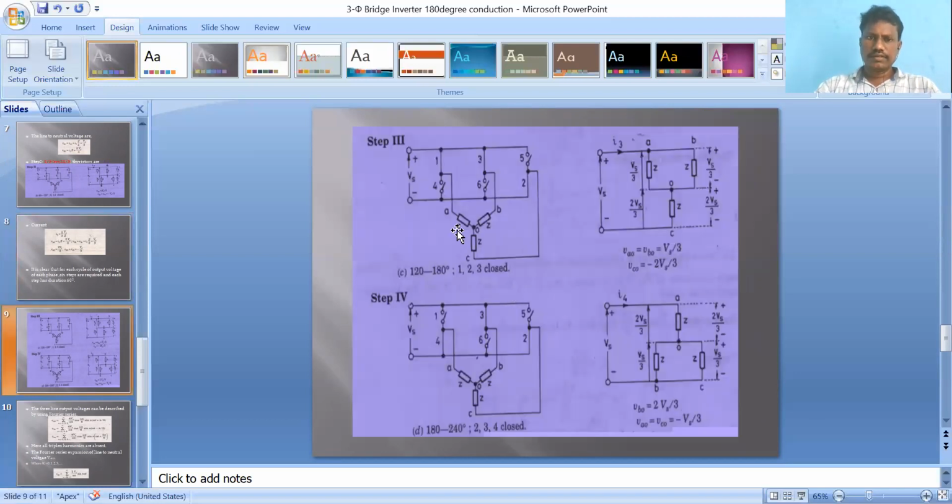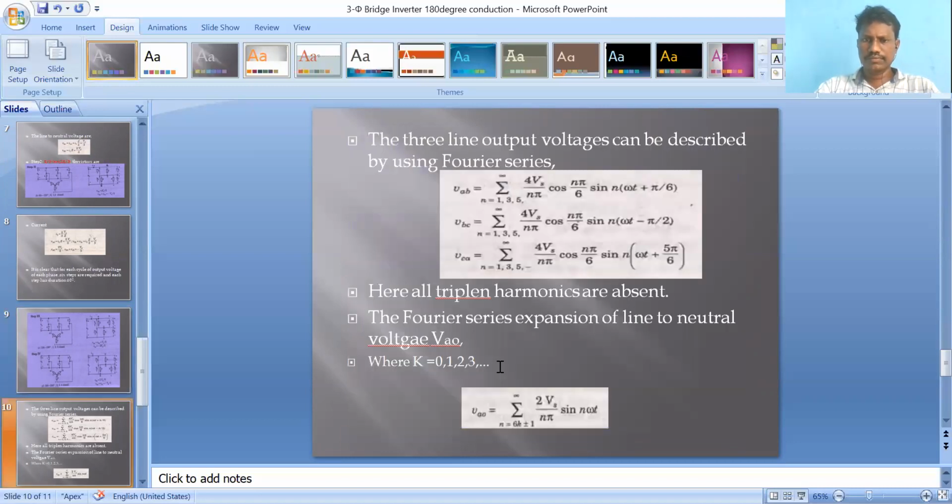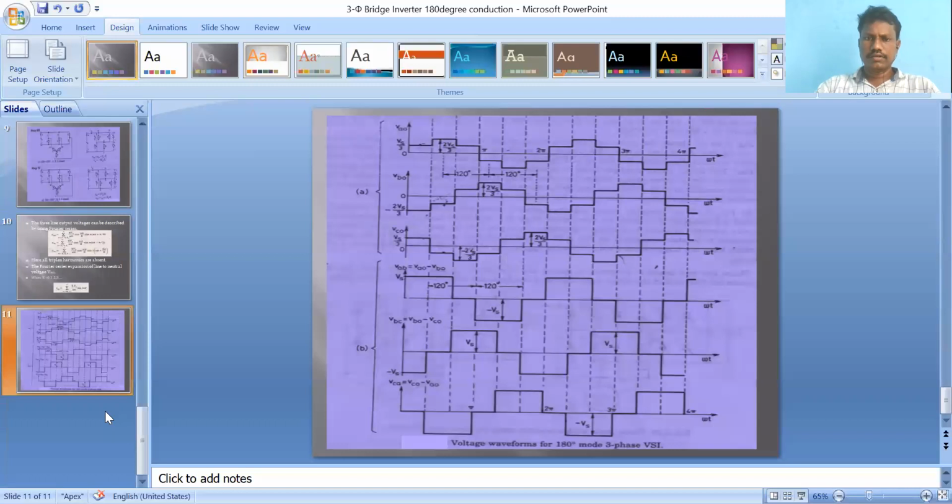Then step 3, that means 120 to 180 degrees. 1, 3 and 2. So 1, 3 is upper group, 2 is lower group. So we are getting waveforms. Again we calculate phase voltages like this. Then step 4, 180 to 240, 4, 3, 2: 2 from lower group, 1 from upper group. So like that we calculate all the voltages.